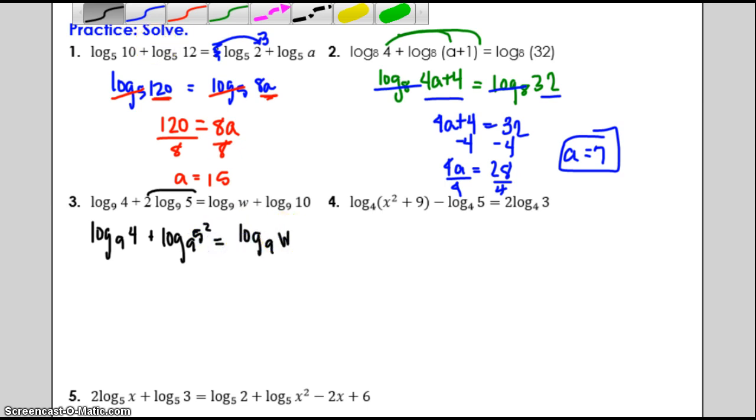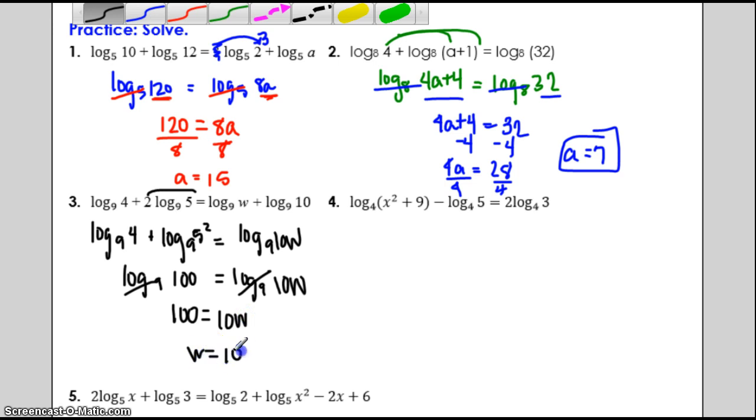Now let's make it 10w. It's weird to write w10. Okay, so after we make that exponent there, then we can combine this side. Once we have that, 4 times 25, 100, then we can go ahead and cross those logs off since they are the same. So 100 equals 10w, divide by 10, and we should get 10.